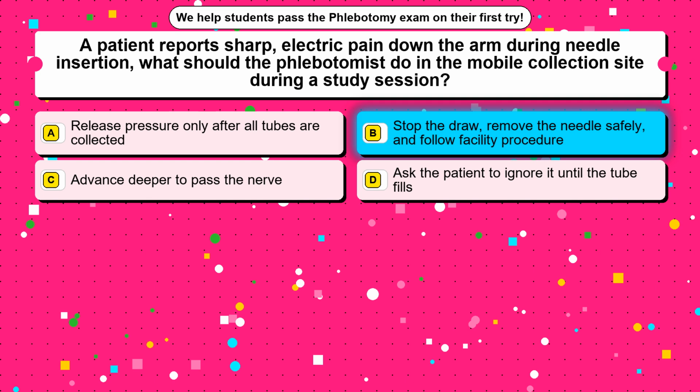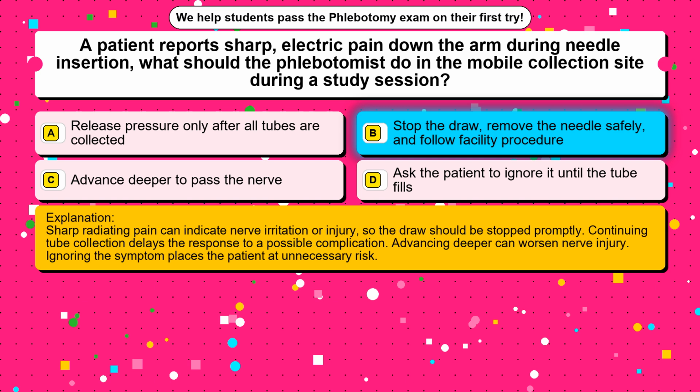The correct answer is option B. Stop the draw, remove the needle safely, and follow facility procedure. Sharp radiating pain can indicate nerve irritation or injury, so the draw should be stopped promptly. Continuing tube collection delays the response to a possible complication. Advancing deeper can worsen nerve injury. Ignoring the symptom places the patient at unnecessary risk.